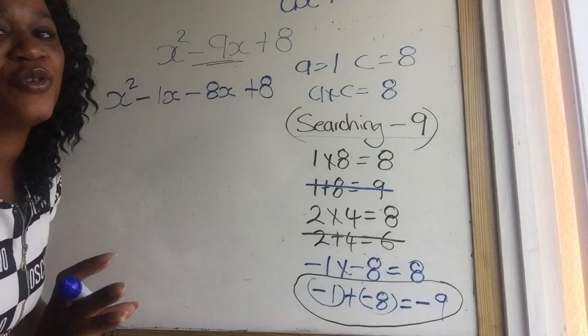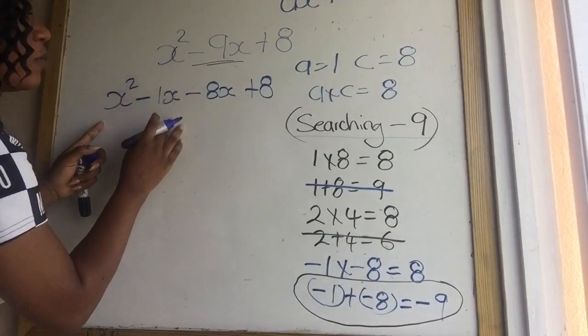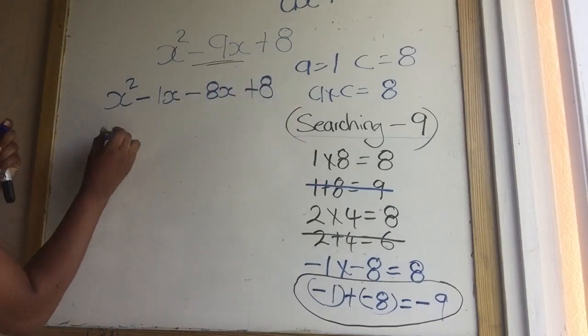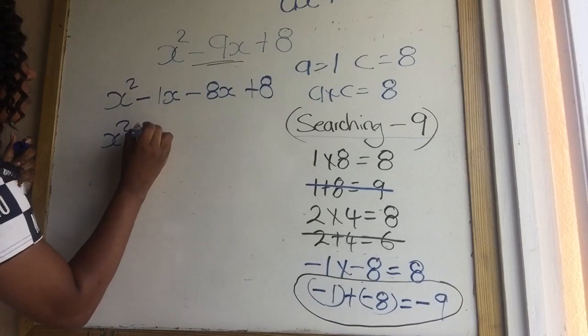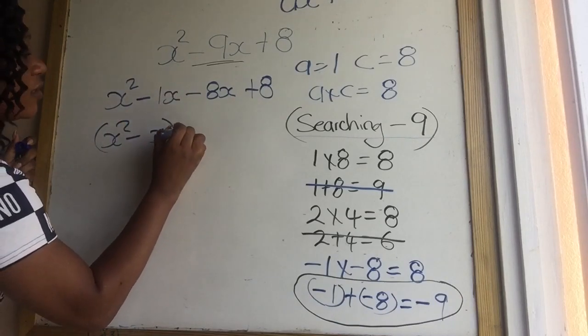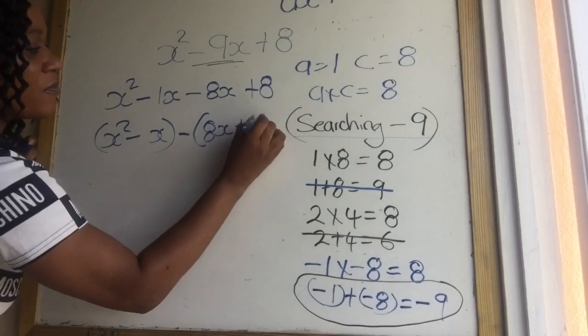The next thing we are going to do is group. So we are going to group our x's and our 8. So x squared minus x bracket, replace back your minus sign, bracket your 8x plus 8.